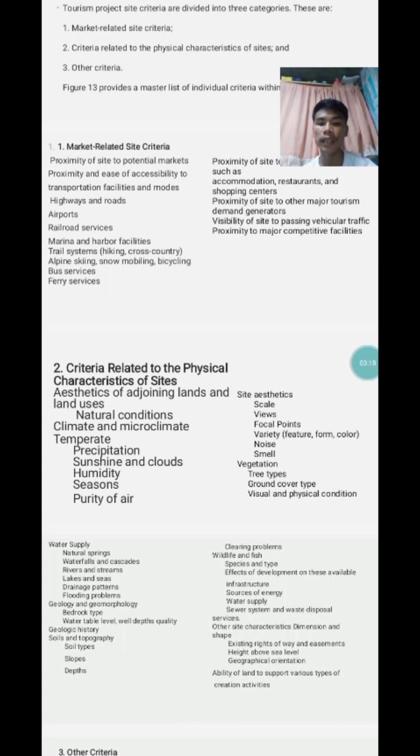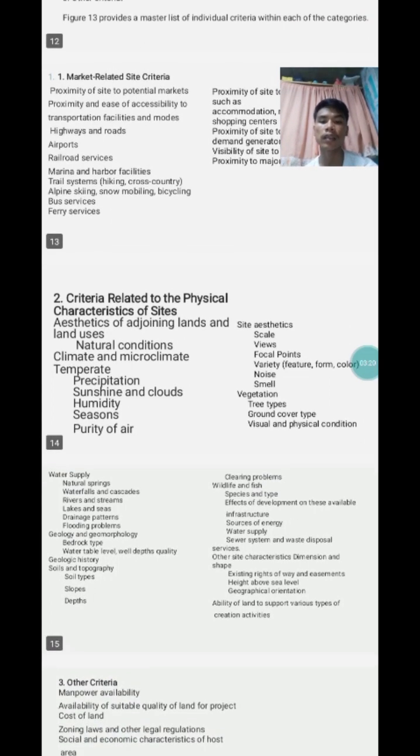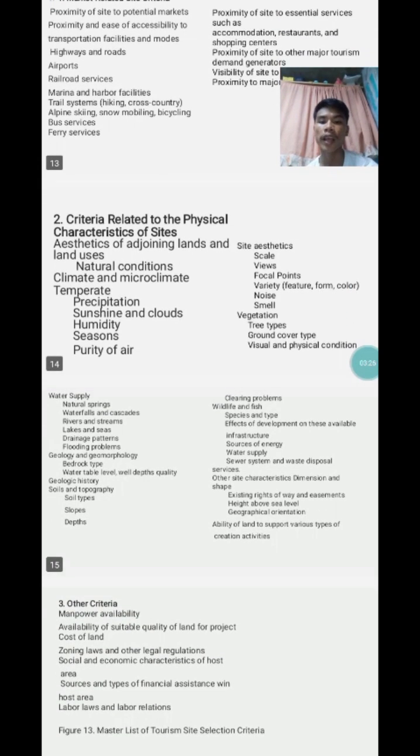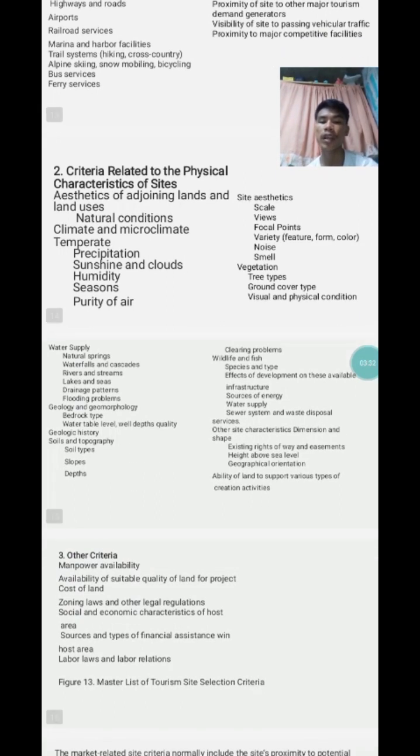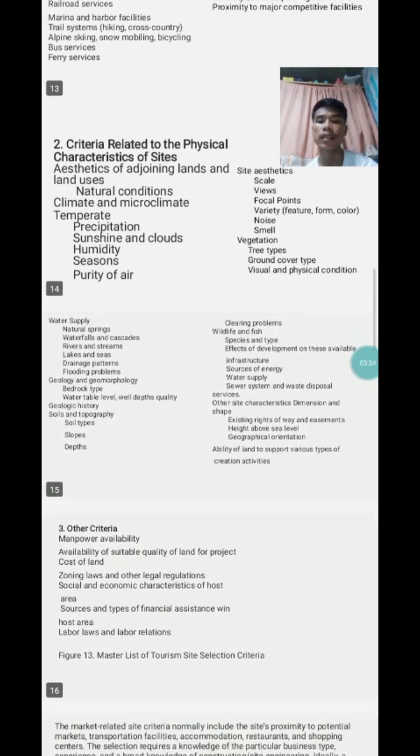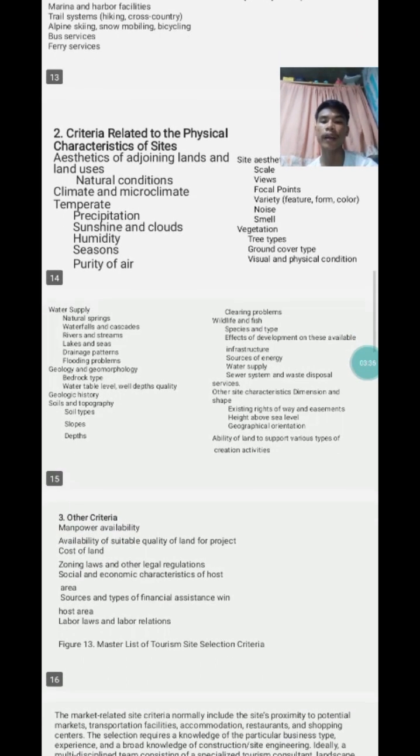Criteria related to the physical characteristics of the site: aesthetics of adjoining lands and land uses, natural conditions, climate and microclimate, temperate, perception, sunshine and clouds, humidity, seasons, purity of air.